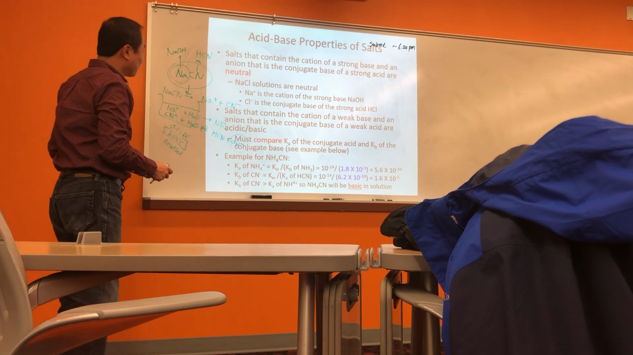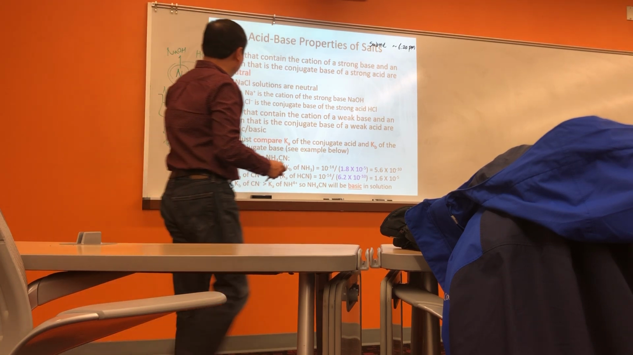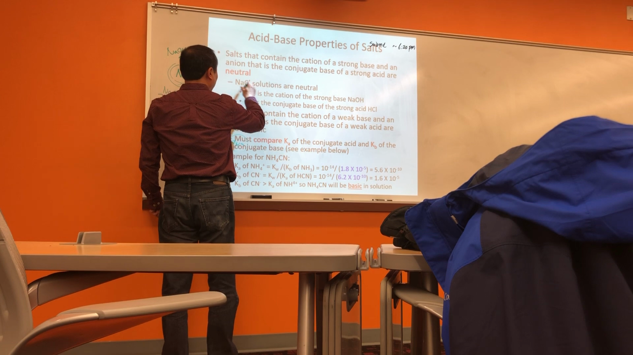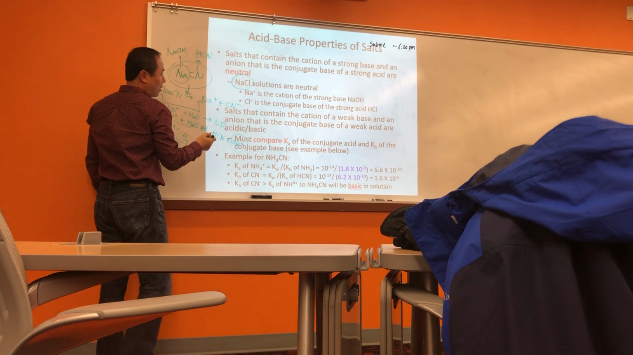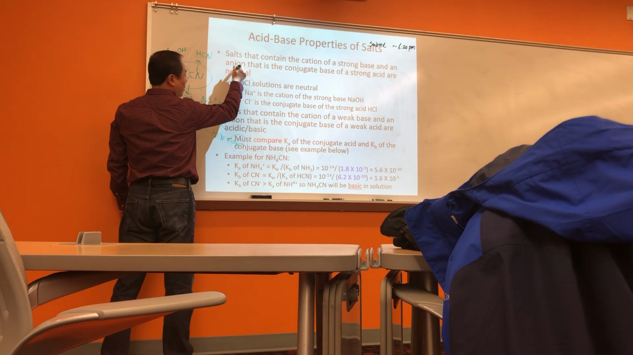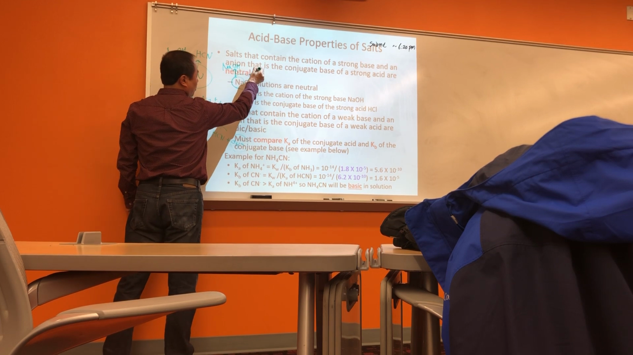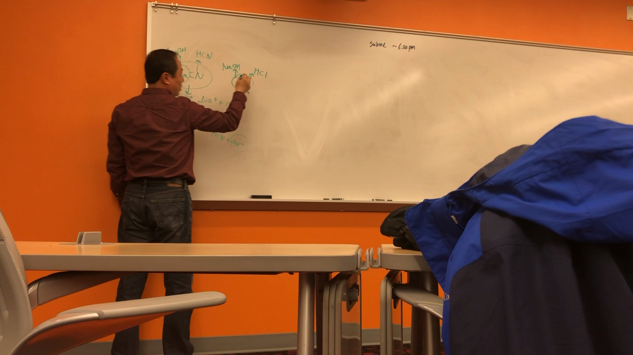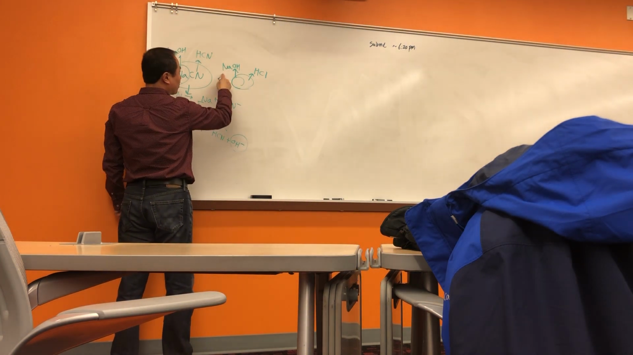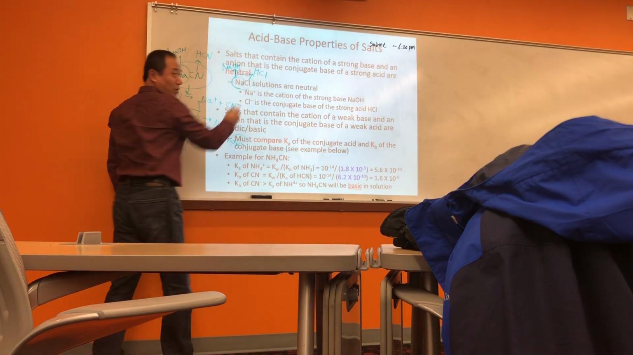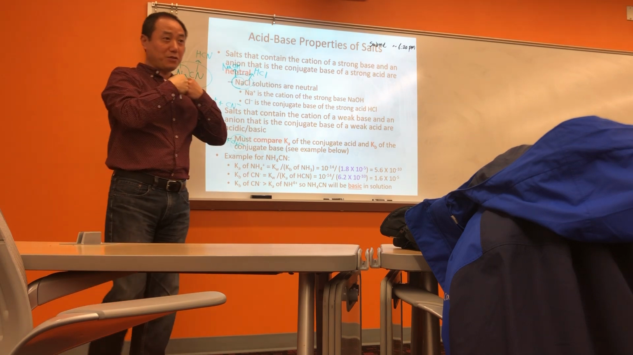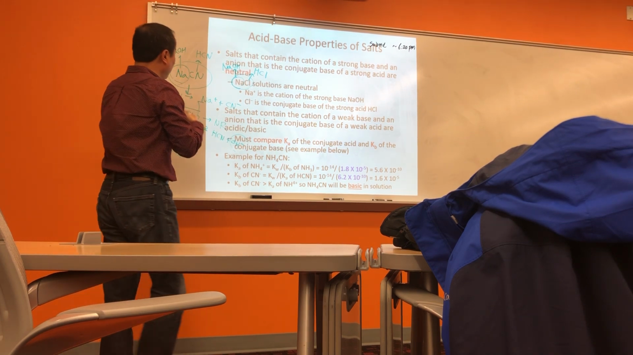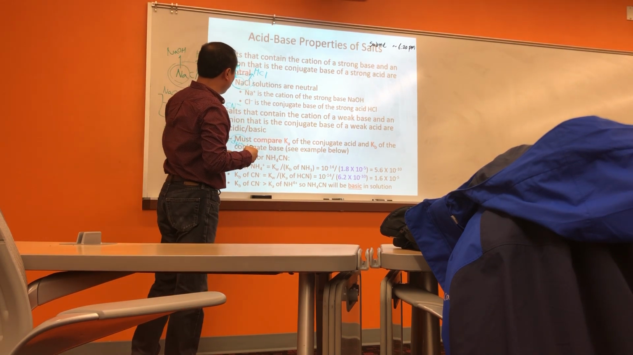So then this guy, sodium chloride: sodium is from a strong base, Cl is from a strong acid. If both are strong, they just cancel each other. It will be neutral. So if you put NaCl in the water, it will be neutral.